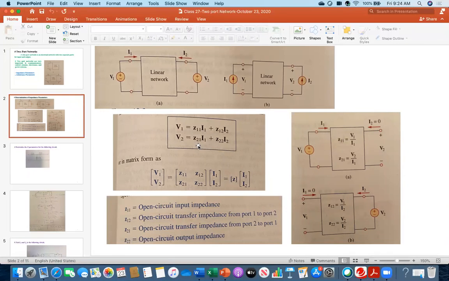Then how to get Z21? The same thing. In the second equation, again put I2 equal to 0 because the right side is open. Then again you get Z21 equals V2 over I1.